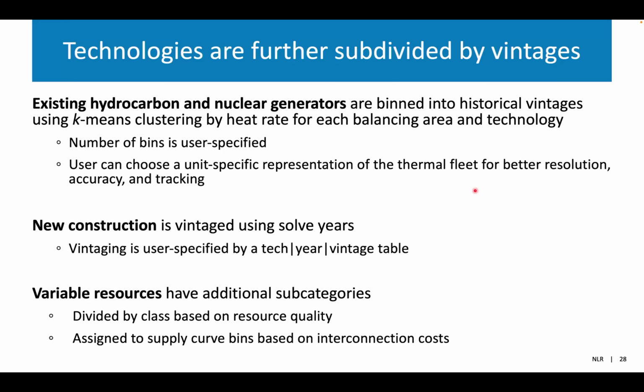New capacity built endogenously by ReEDS are vintaged by solve year, where a user can specify the vintage of each technology for each year. So, for example, you could create one vintage for like gas CT spanning from 2025 to 2030, and then specify a different vintage with different characteristics for gas CT spanning from 2030 to 2035. Then if ReEDS builds gas in 2027, it'll inherit the performance characteristics of the first vintage. And then if ReEDS builds gas CT in 2032, it'll inherit the characteristics of the second vintage.